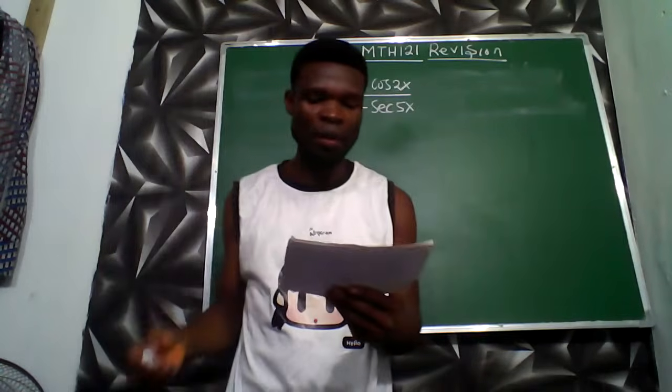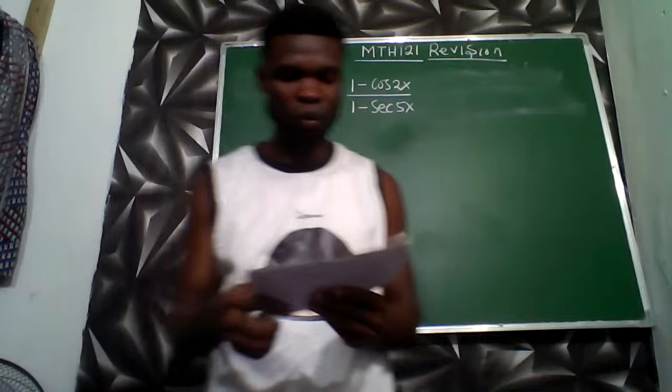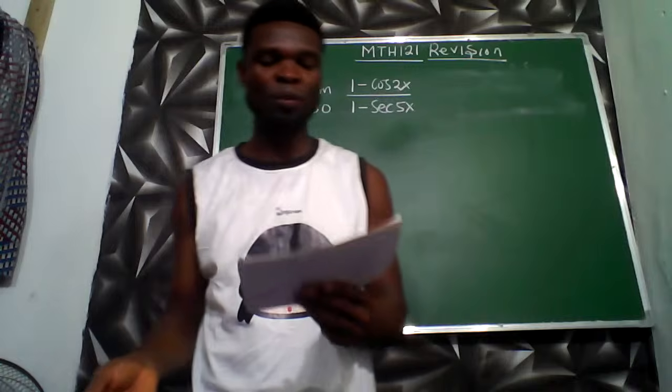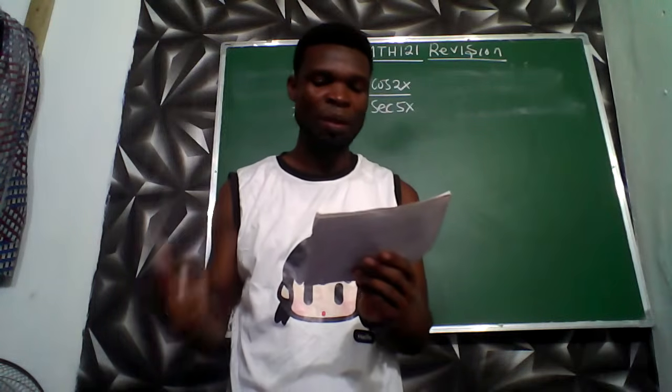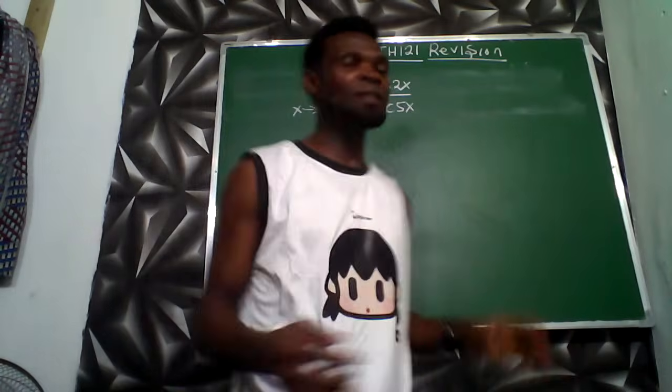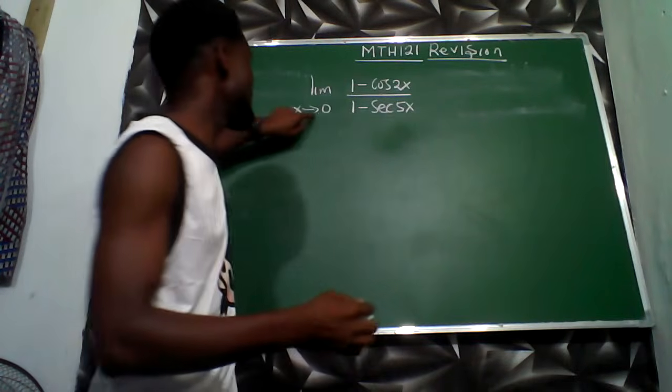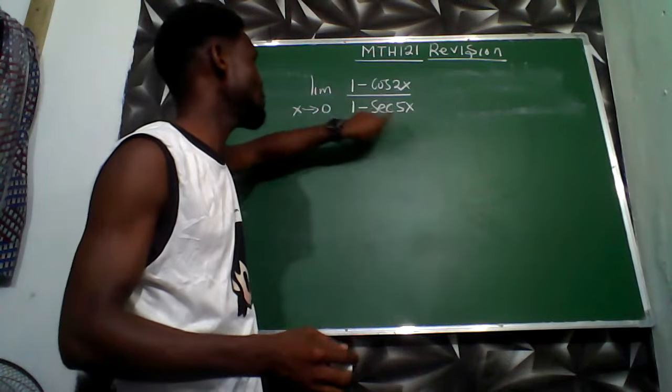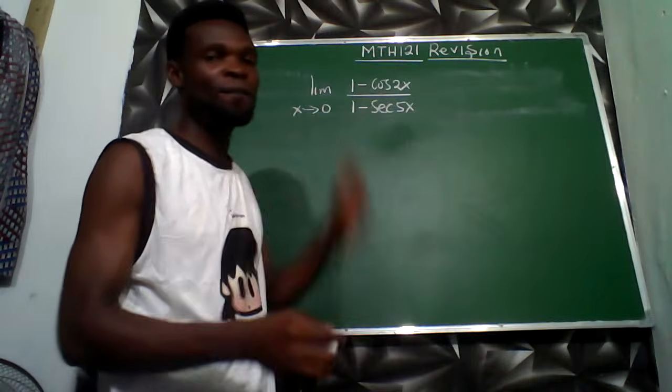Okay, option A says 0. Option B, 4 over 25. Option C, 2 over 5. And option D, minus 4 over 25. Now, how do we solve this? This is limit as x tends to 0 of 1 minus cos 2x all over 1 minus sec 5x.